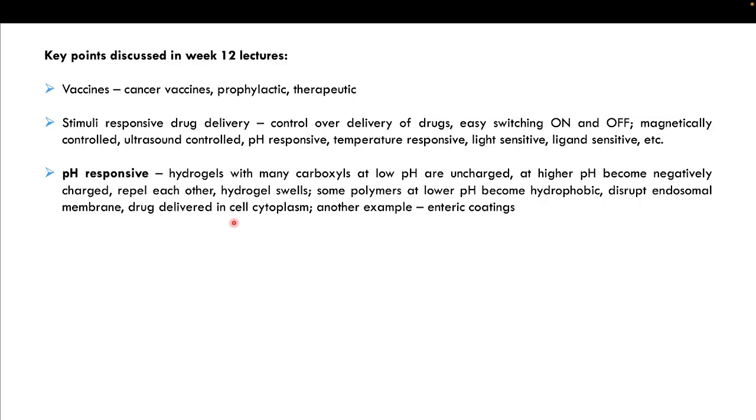So your drug will not be released in the stomach. But when these particles pass from the stomach to the intestine, which has a very high pH compared to the stomach, at higher pH, what happens? All your COOH groups will be deprotonated. It means there will be COO minus, H plus will be leaving. So now these polymers are charged.